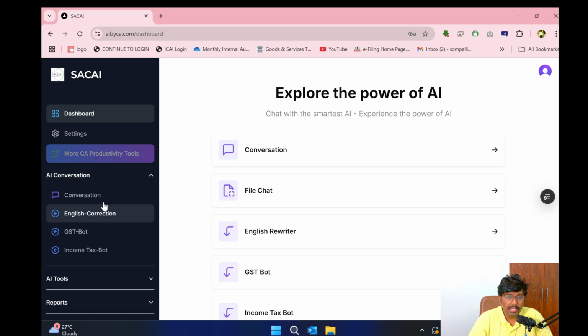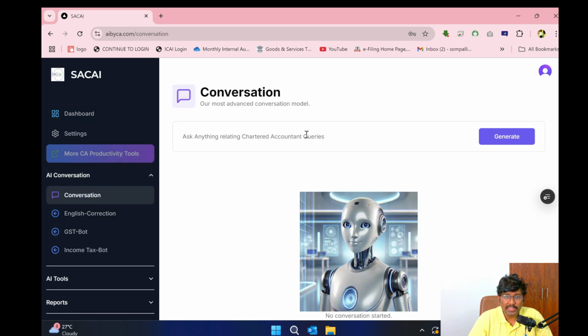First I'll go with the conversation. Conversation is nothing but a general conversation between you and chartered accountant queries. Like if you want to discuss anything about what is professional misconduct and what are the schedules of professional misconduct, anything you can discuss it here. But today let's discuss more on GST bot.